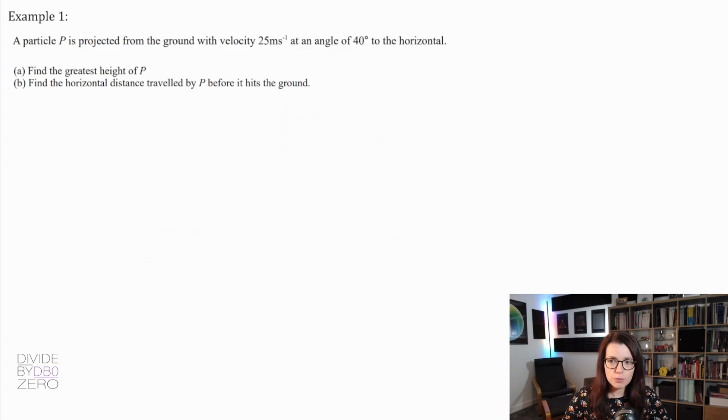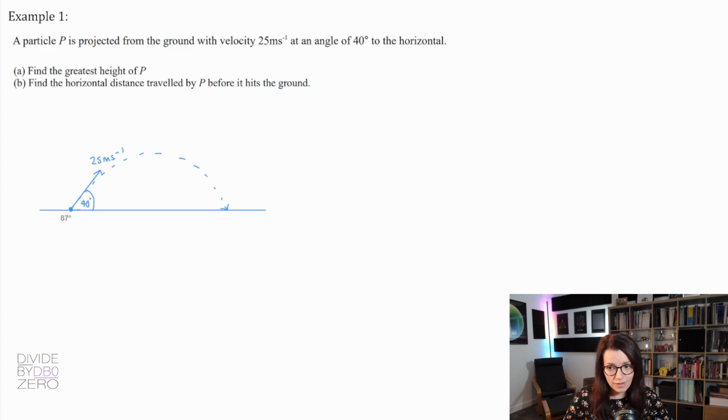Example 1. A particle P is projected from the ground with velocity 25 meters per second at an angle of 40 degrees to the horizontal. Part A, find the greatest height of P. So first things first, we need a diagram. It's a projectile projected from the ground, so maybe something like this. Initial velocity is 25 meters per second at an angle of 40 degrees.